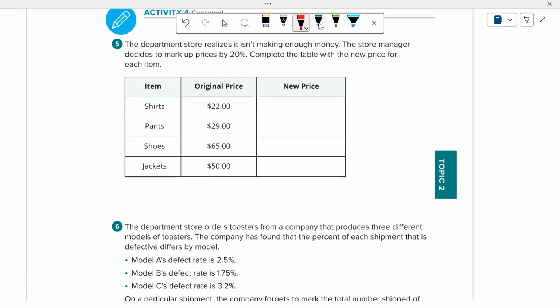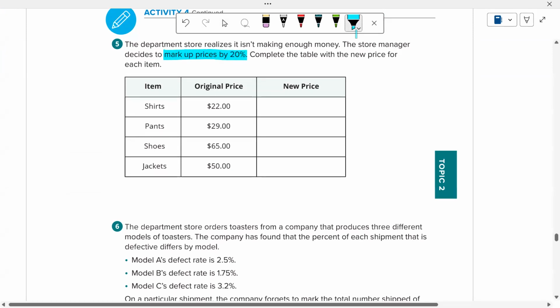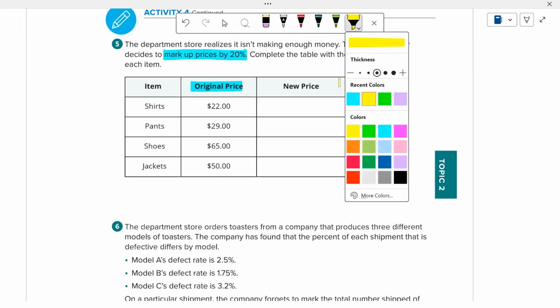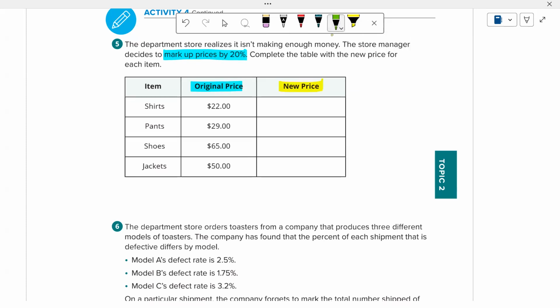All right, for number 5, the department store realizes it isn't making enough money. The store manager decides to mark up prices by 20%. Markup means increase, so I'm going to increase the price by 20%. Complete the table with the new price for each item. There are actually a couple ways to think about this, but let's look right real quick. This is the original price column, and the right is the new price. So I'm going up by 20%.